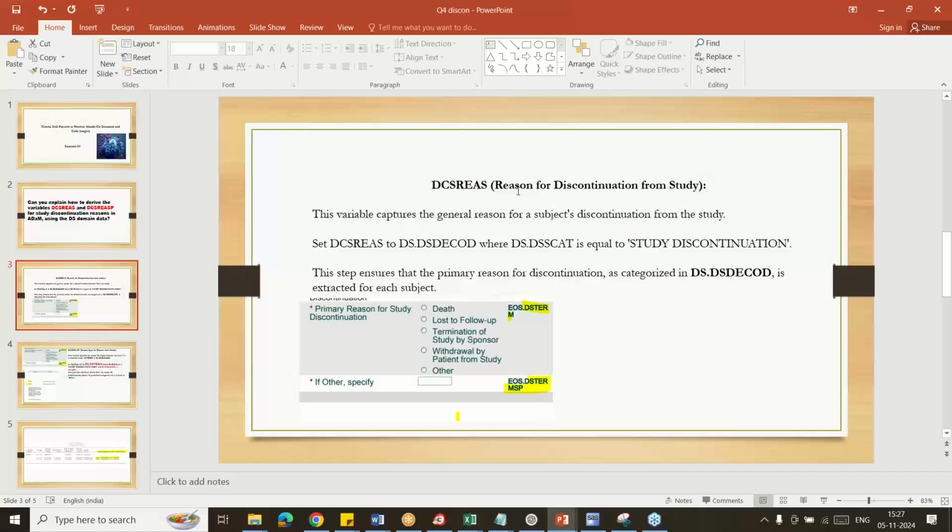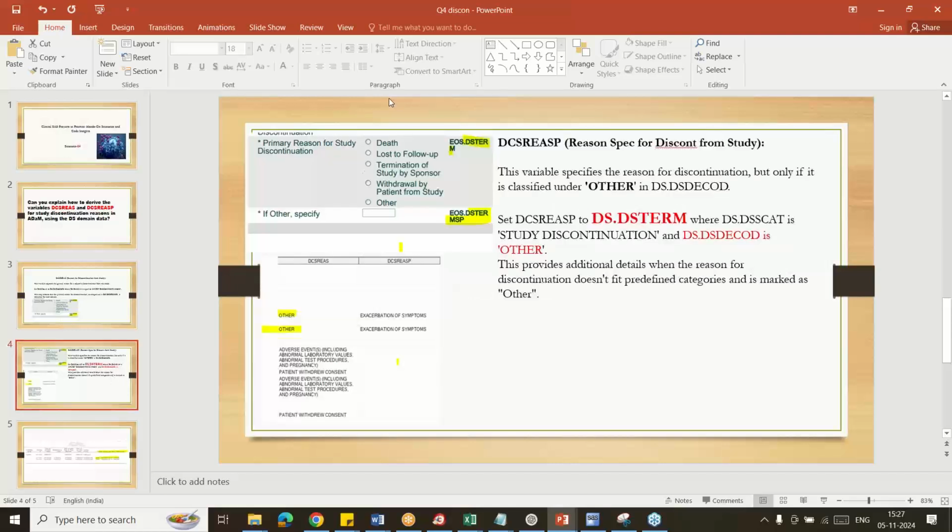DCSREAS. If the reason was not listed in the CRF, there is a field: please explain the reason, because we are not expecting every reason, right? So if any reason was not listed and the subject was discontinued from the study due to that reason, the doctor will tick other and that reason is mentioned in the CRF column. Okay, so the main information goes to the discontinuation reason, and if they tick other, the other-specified information goes to the reason specific for discontinuation of study.